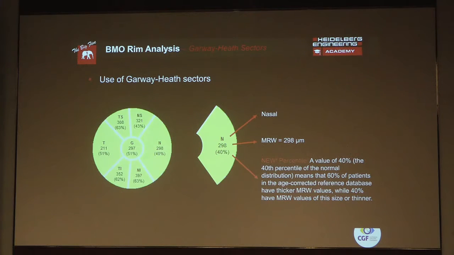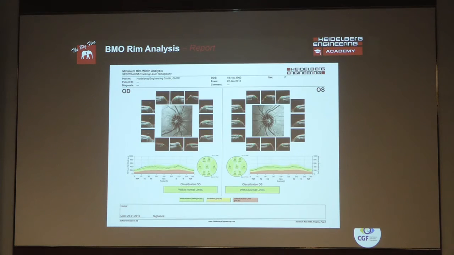You can see that I just put one sector separately. It shows that the minimum rim width is about 298 microns. That means, you can see that there is 40%. It is not 40%, it is the 40th percentile. So that is important for us to understand. A value at the 40th percentile of the normal means that 60% of the patients in the age-corrected reference database have thicker MRW values, while 40% have MRW values of this size or thinner. So this is critical for us to understand. When we have the discussion, we can go through that.